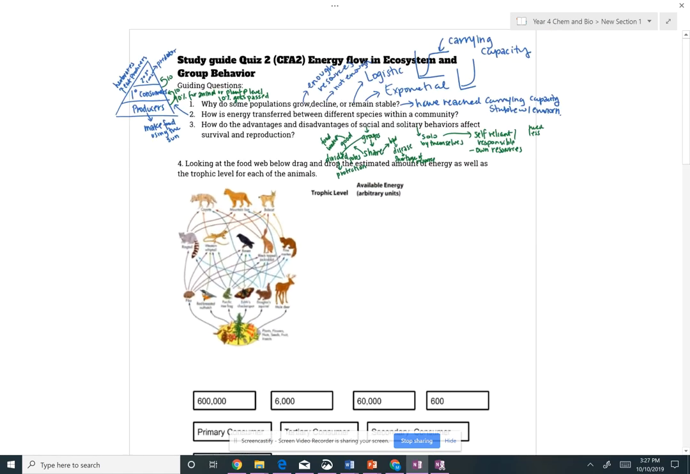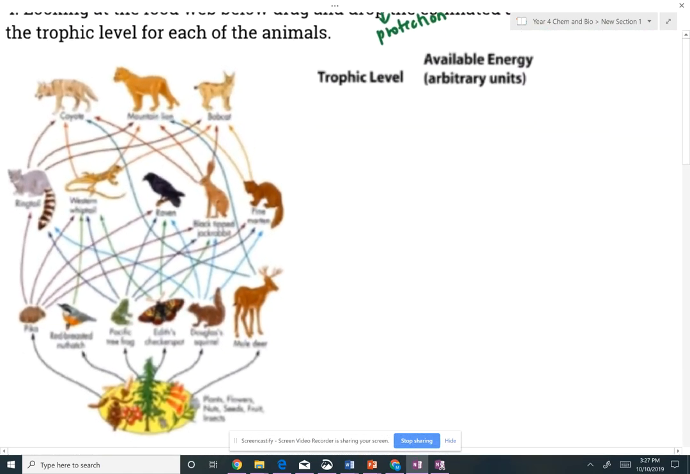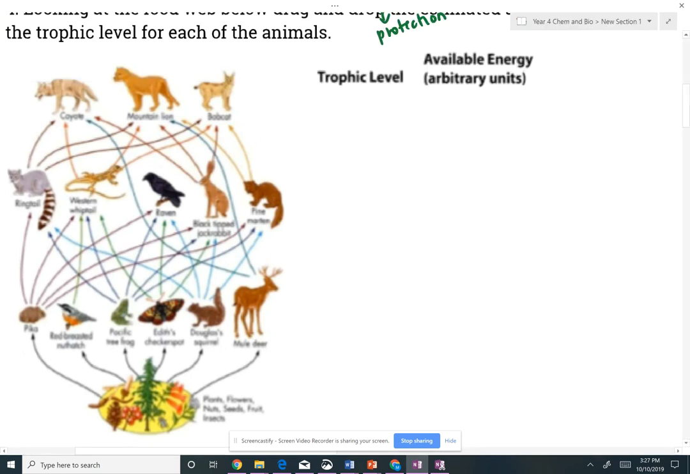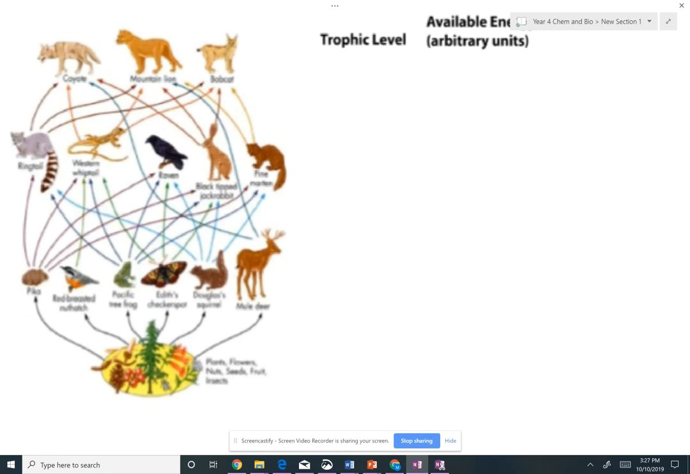So we're going to move on into the food web, and we're going to look at this food web for a little bit. Mine is very fuzzy, but we will get through it. On this food web, we're going to start by doing our trophic levels. Our trophic levels here start with our producers, which are our plants.